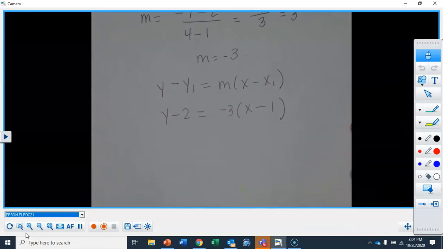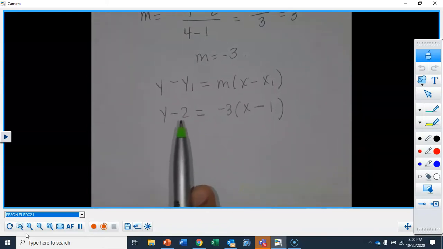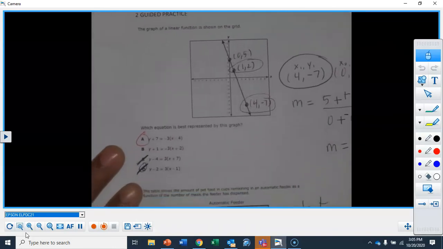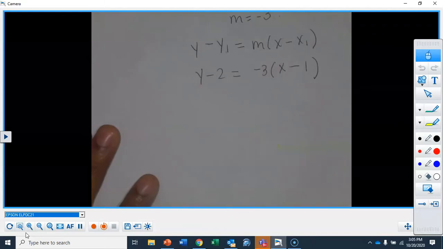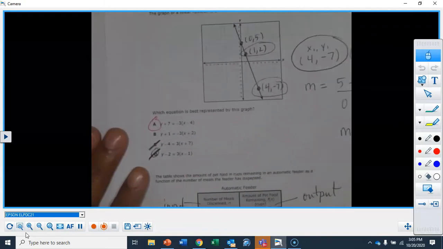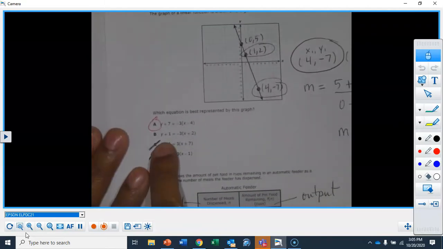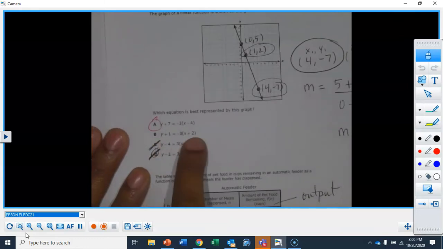So now watch this. When you go to the answer choices, look at the answer. y minus 2 equals -3, open parentheses, x minus 1. Is that an answer choice? See, it's not. You notice that again, what I had on my paper is y minus 2. There is no y minus 2. All right, but there is a -3, and then again, these are basically switched.